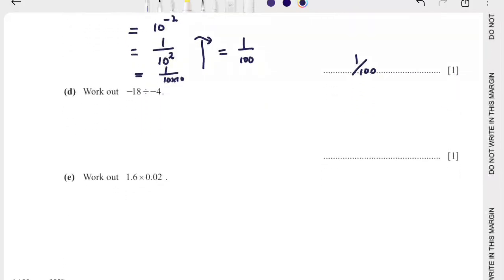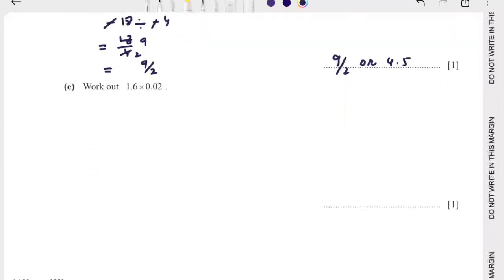D part, work out minus 18 divided by minus 4. Minus will cancel by minus. 18 divided by 4. We have to simplify it. 2 times 2, 2 times 9. So final answer would be 9 by 2 or 4.5.